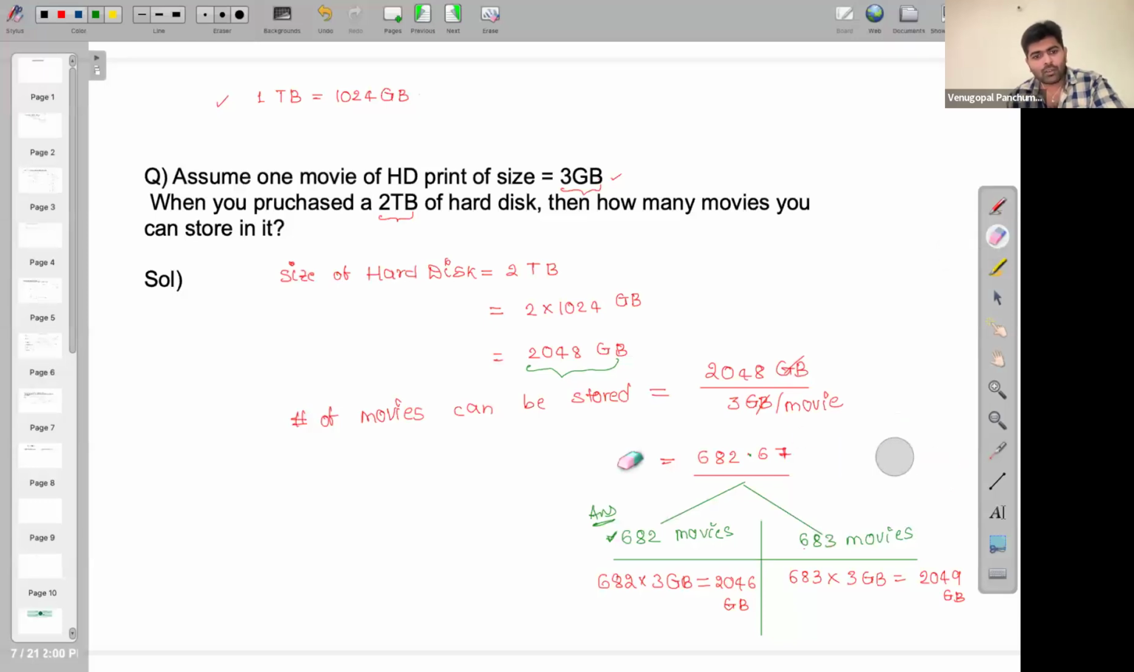So what do you need to take in this case? Should I go for ceil or should I go for floor? Very good. So we have to consider the floor here. So the answer is 682. This is not the answer, this is the correct answer. Okay. So next.